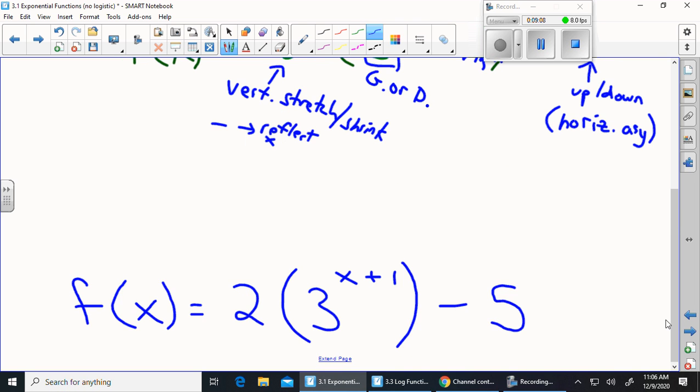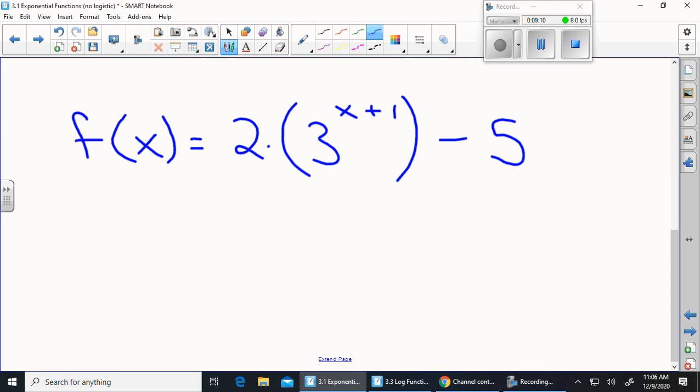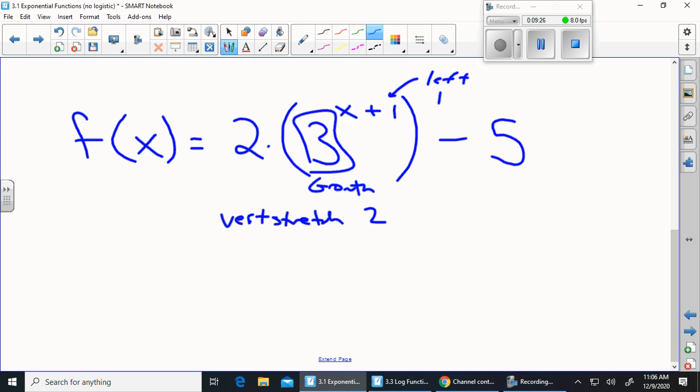So, what would I say with this? If I said, what is it? Vertical stretch, I'm just writing it like that. Vertical stretch factor of 2. 3 just means it's growth. Okay? This means left 1. This means down 5. Now, again, you think of order. This would be 1. This would be 2. This would be 3. Or left 1 would be first, then vertical, then down.